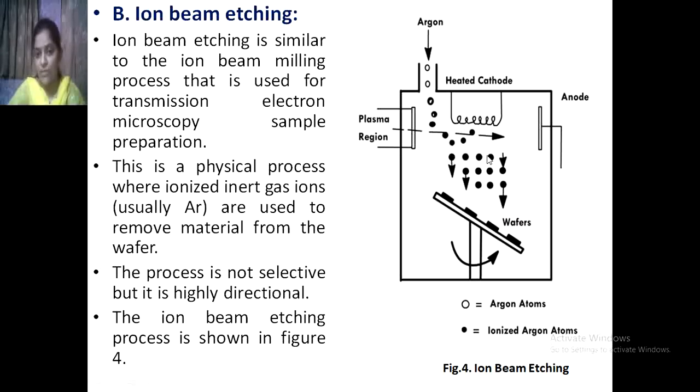Whatever the plasma region is, it is attracted to here, but due to the heat, the argon is ionized. The argon atoms are ionized because of this plasma region as well as the heated cathode. Let us see once again.